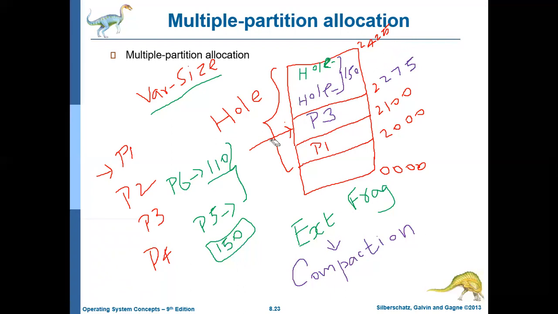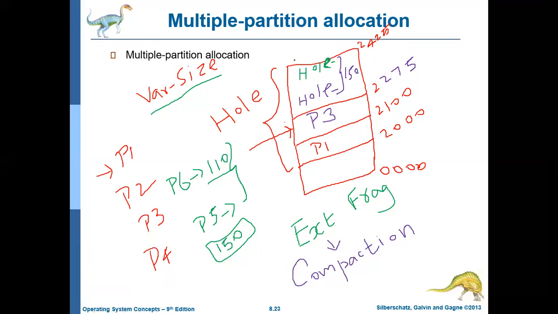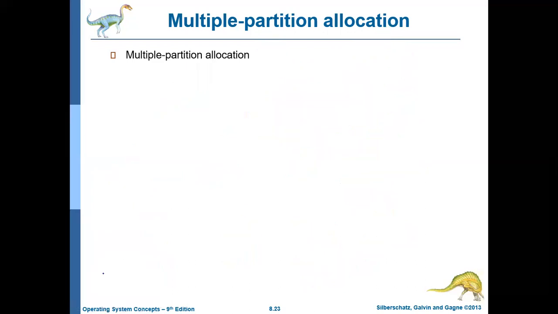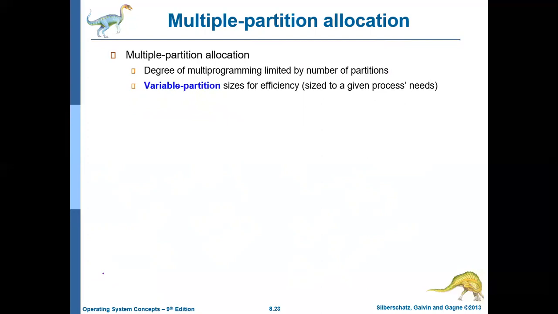So once compaction is done, now the request of P5 can be satisfied. Now P5 can be given access to this particular hole, which is of exactly 50 MB. Okay. So this is how external fragmentation can be dealt with, right? So that's what we are discussing here. The degree of multi-programming will be determined by the number of partitions, because depending on the number of partitions, that many processes can be in the memory.